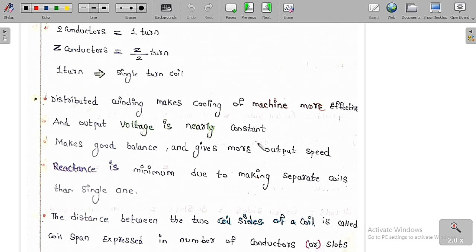Distributed winding makes cooling of the machine more effective than the concentric winding, and the output voltage is nearly constant, and it makes good balance and gives more output speed. And reactance is minimum due to making separate coils rather than a single one. These are the advantages of the distributed winding when compared to concentric winding.